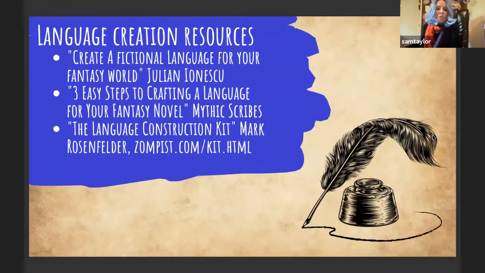So there's creating a fictional language for your fantasy world, 3 easy steps to crafting a language, and then this excellent one, the last one, the language construction kit. So, I mean, you can go ahead, feel free to screenshot those, write them down. If you Google them with the name of the creator, you'll find them online. Very, very helpful.